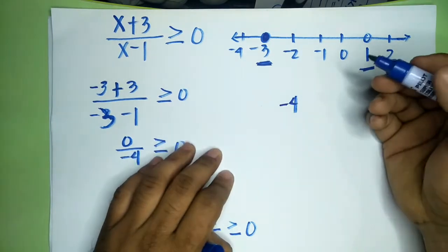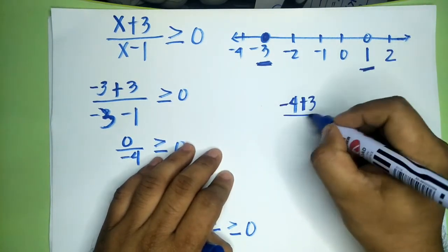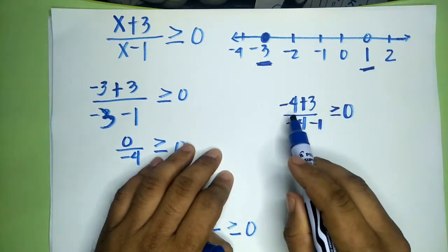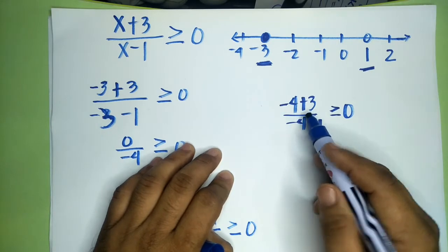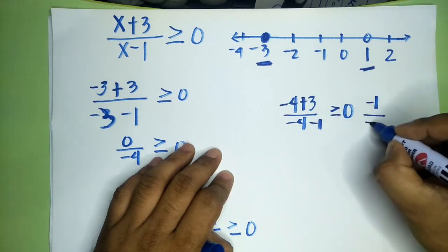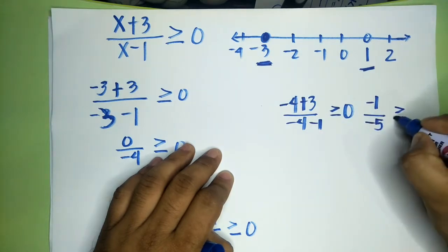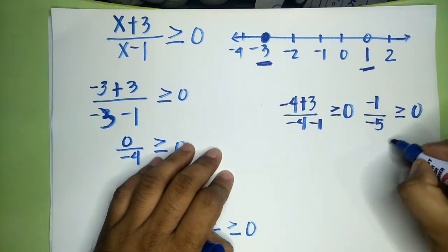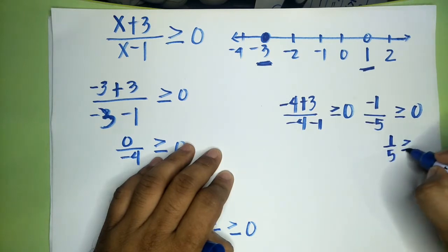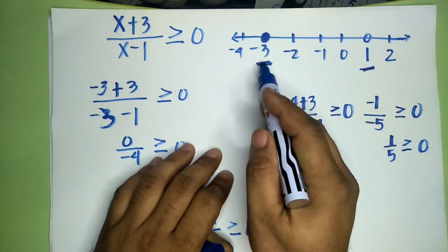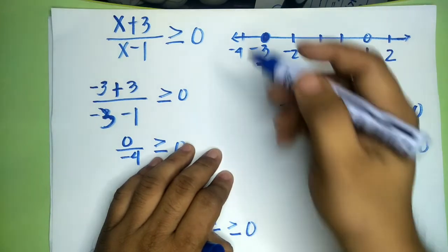So, if x is negative 4, (negative 4 plus 3)/(negative 4 minus 1) is greater than or equal to 0. So, negative 4 plus 3, so that is negative 1 over negative 4 minus 1, that is negative 5, is greater than or equal to 0. So, negative divided by negative, so that is positive. 1/5 is greater than or equal to 0. Alam natin, lahat ng numbers na positive ay greater than 0. So, ibig sabihin, included yung lahat ng nasa kaliwa ni negative 3. So, check tayo doon.